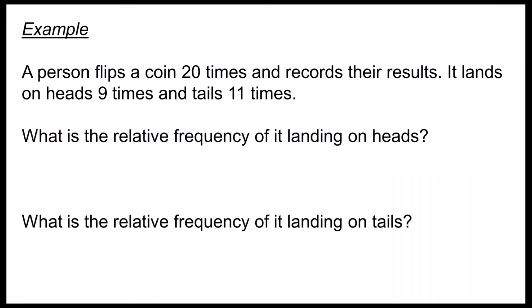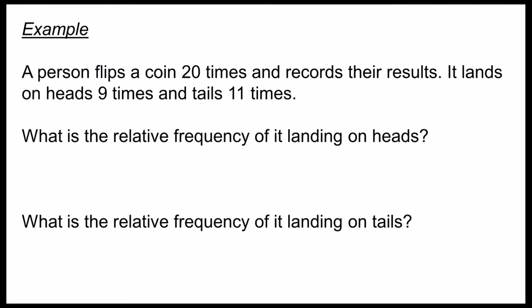The easiest way to demonstrate this is by looking at some examples. In this first example, it says a person flips a coin 20 times and records their results. It lands on heads 9 times and tails 11 times. Usually when we flip a fair coin, we'd say the probability of getting heads is a half and the probability of getting tails is also a half. That's because the events are equally likely.